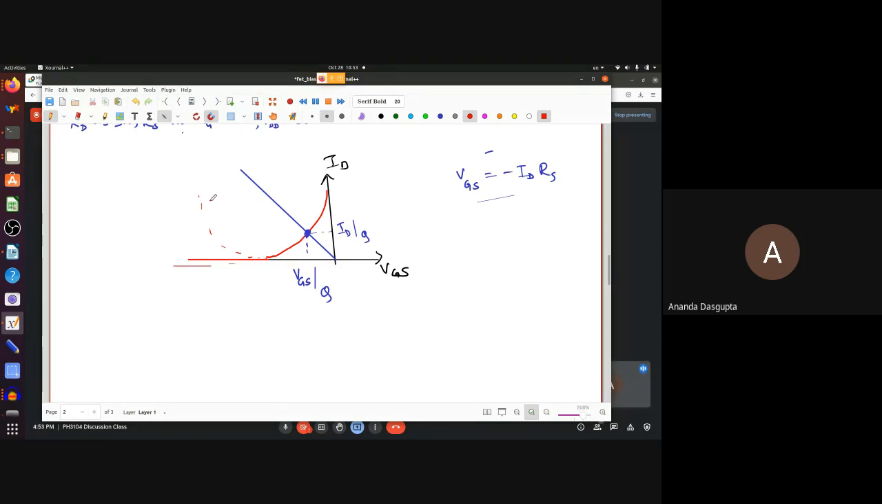So the way to find out the right root is simply the smaller of the two roots. That's it. You don't need to go more than that. Just the smaller root will do. Both roots are positive for ID and both roots are negative for VGS. It's just that one of them gives you a VGS value which is smaller than the pinch-off voltage, and that, of course, is unphysical. Okay, clear? Yes?